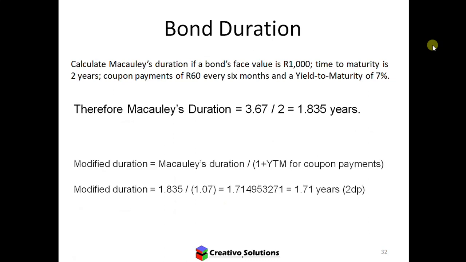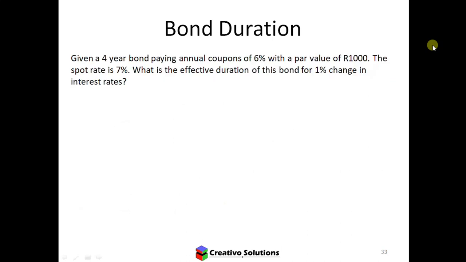Right, it is possible to modify that duration. If you take Macaulay's duration and you divide that by 1 plus the yield to maturity for the actual coupon payment, that's going to give you another measure of duration. In other words, how well is the investment going to react to changes in interest rates. Okay, remember, duration is basically a measure of changes in interest rates and how that will affect bond prices overall.